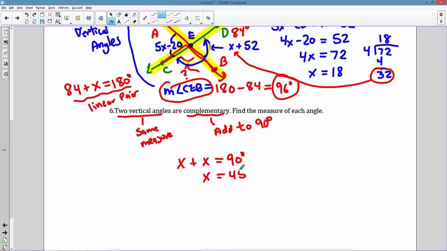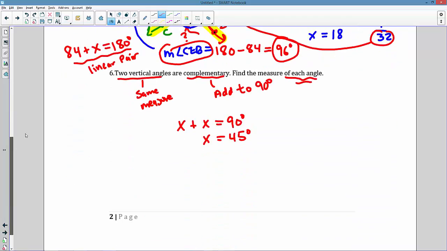I'm not going to go through the work. I think you get that. Okay, find the measure of each angle, so it's 45 degrees. Okay, new page.